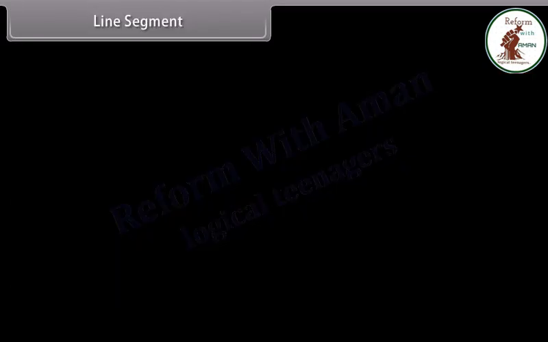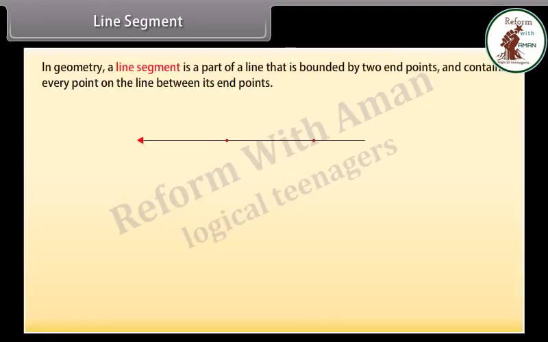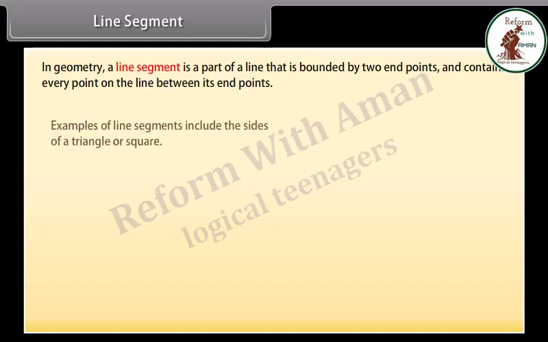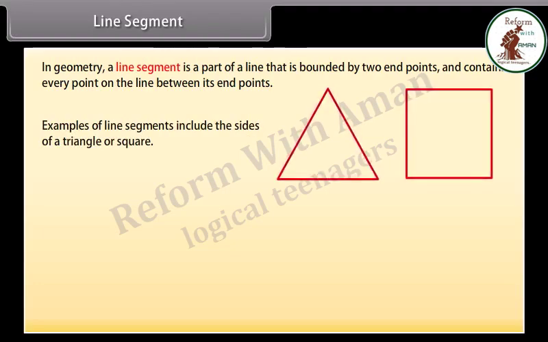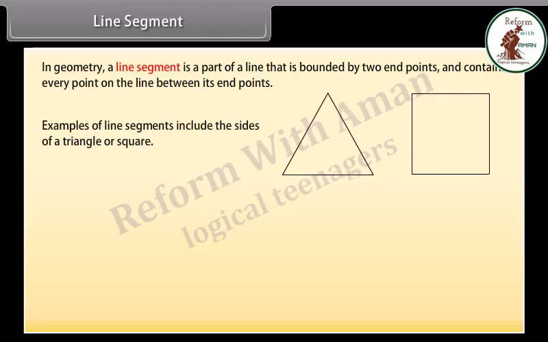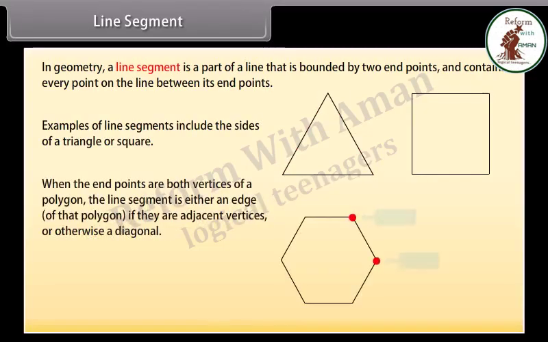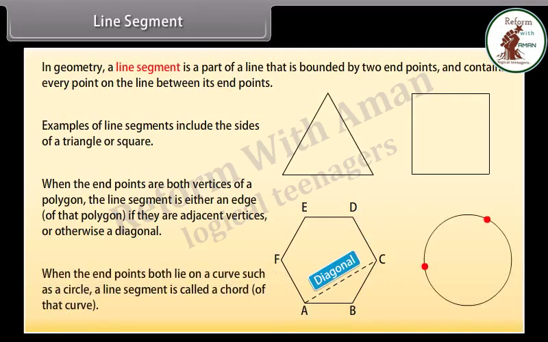Line segment. In geometry, a line segment is a part of a line that is bounded by two endpoints and contains every point on the line between its endpoints. Examples of line segments include the sides of a triangle or square. More generally, when the endpoints are both vertices of a polygon, the line segment is either an edge of that polygon if they are adjacent vertices, or otherwise a diagonal. When the endpoints both lie on a curve such as a circle, a line segment is called a chord of that curve.